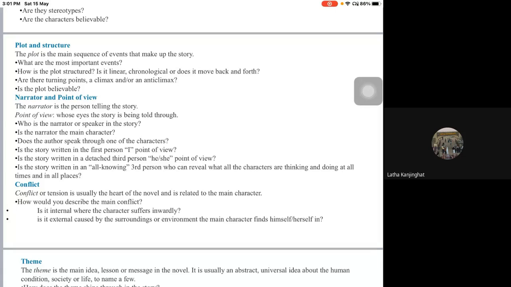Plot is when, suppose you've gone and watched a film, okay? And you come back to class the next day and you want to tell what you have watched to your friend, okay? You want to narrate what has happened in the film, right? So how will you narrate the story of the film? How will you begin? Imagine you're telling the story to your friend. And how will you begin it?